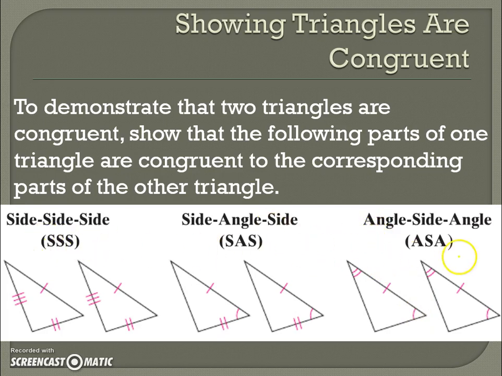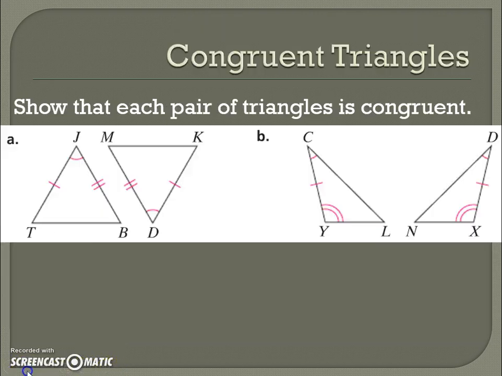And these are the only three ways to do that using the sides and the angles to show congruence. So you'll want to have all of this copied down. Let's see how we use this. Show that each pair of triangles are congruent.